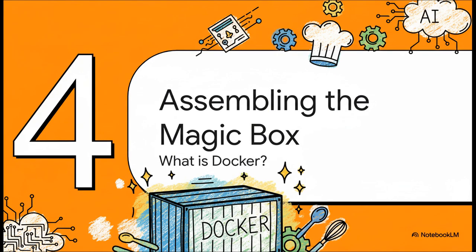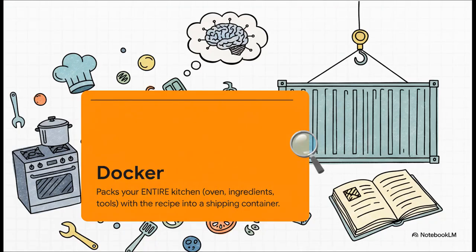Okay, this next part, this is where the real magic happens. We're going to talk about a tool called Docker. And it solves one of the biggest, most annoying problems in coding, which is the whole "well, it worked on my machine" thing. Docker is like a magical shipping container. Instead of just sharing your recipe, imagine you could pack your entire kitchen, the specific oven you used, all the ingredients, the tools, absolutely everything, into one single box. Then you can send that box to anyone, and when they open it, it just works. Perfectly. Every single time. No more missing ingredients.